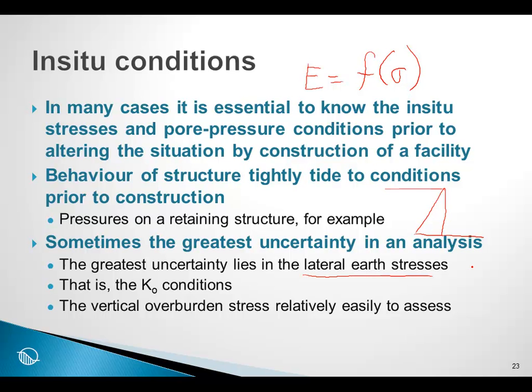It is the sigma x stresses that are the most difficult to establish accurately. That is the K0 conditions. The vertical stress is related to the overburden and is relatively easy to assess, but it is the lateral or horizontal stresses that are related to K0 that are the most difficult to establish with any degree of certainty.